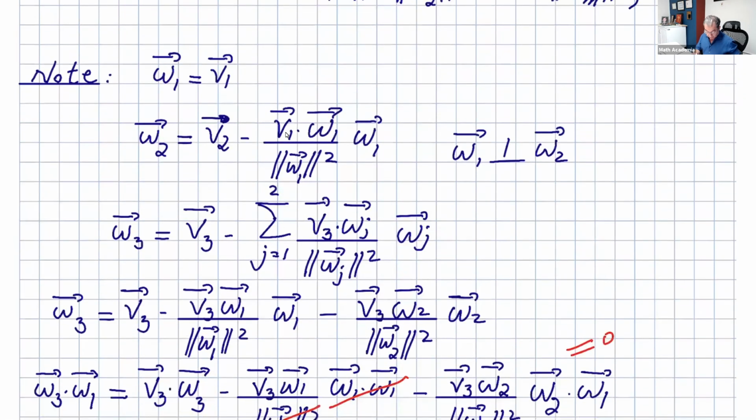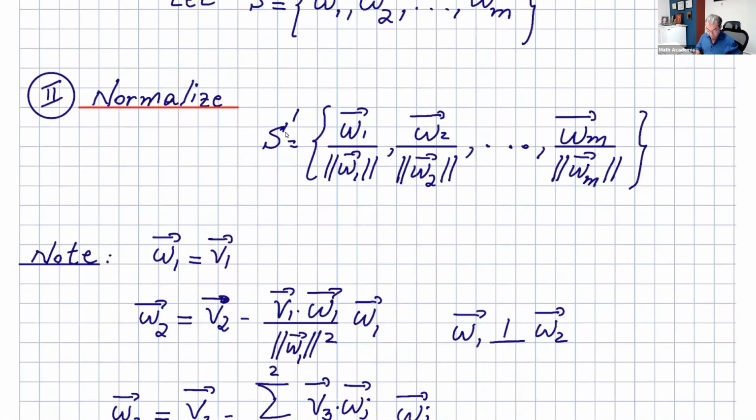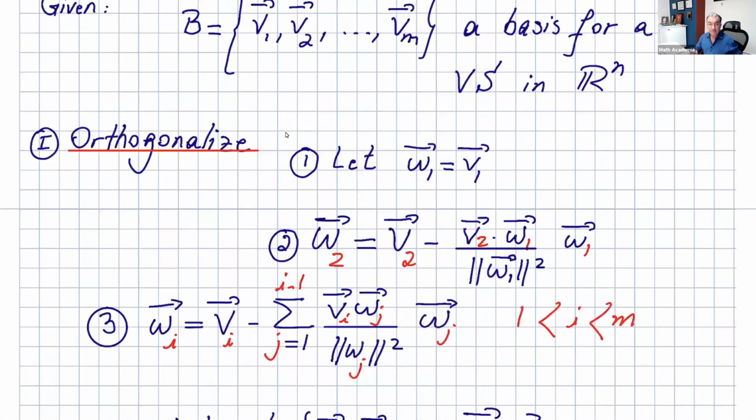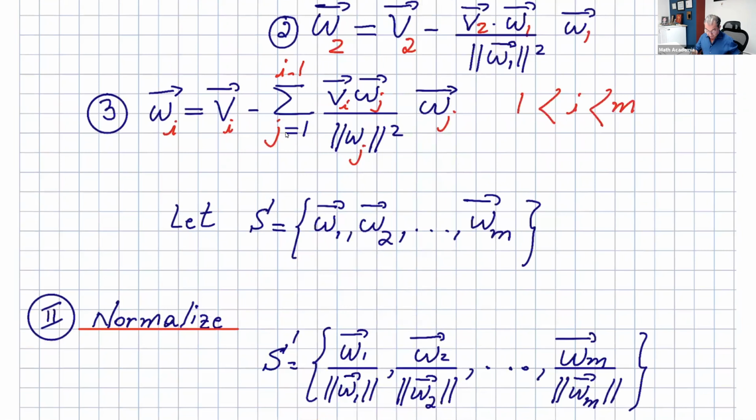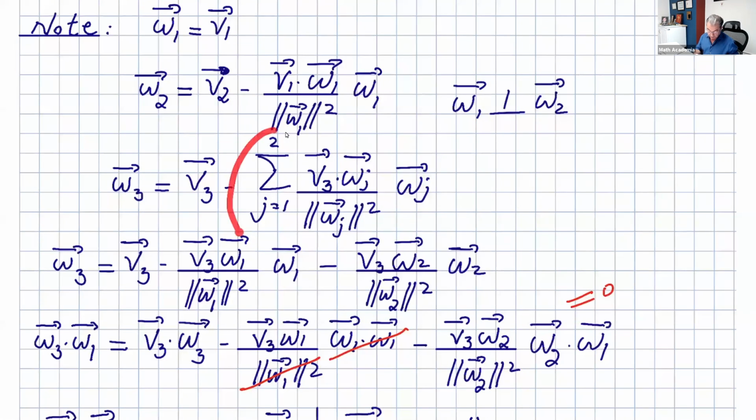So let's go over this little note, and then I'll do the example and you're going to see that better. You always get W1 to be V1, which is the first vector in your set. Then you start the process. W2 is going to be V2 minus the orthogonal projection of V2 over W1, and when you do that, W1 and W2 are going to be orthogonal to each other.